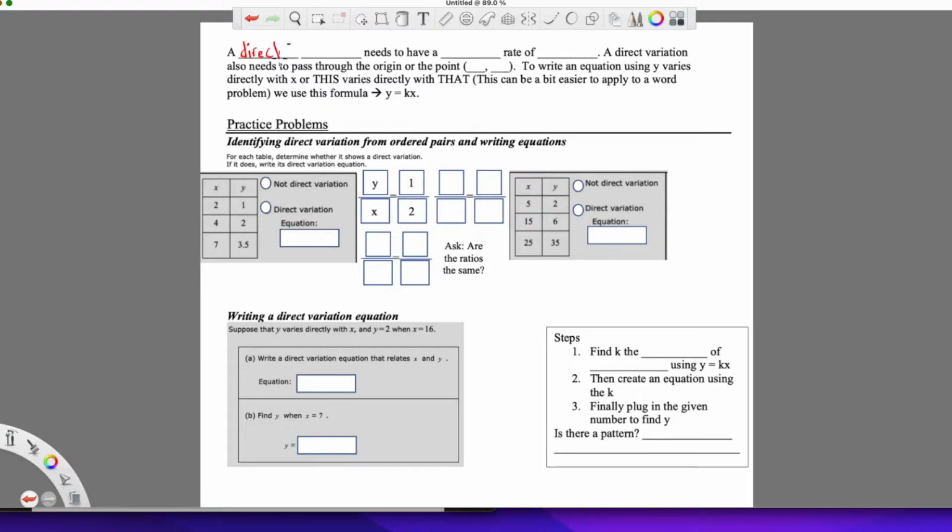Direct, there we go. Variation. So a direct variation needs to have a constant rate of change. So that's kind of the first requirement for a direct variation. And that's kind of true of any linear equation. It's going to have a slope of a change that's going to be constant. If it goes up by 2 and over by 1, it's going to go up by 2 over by 1, up by 2 over by 1.